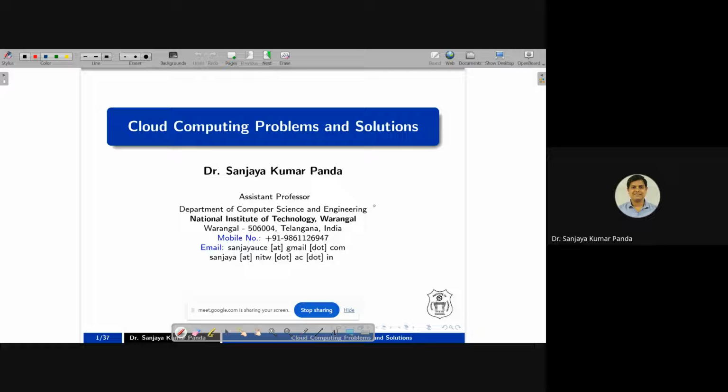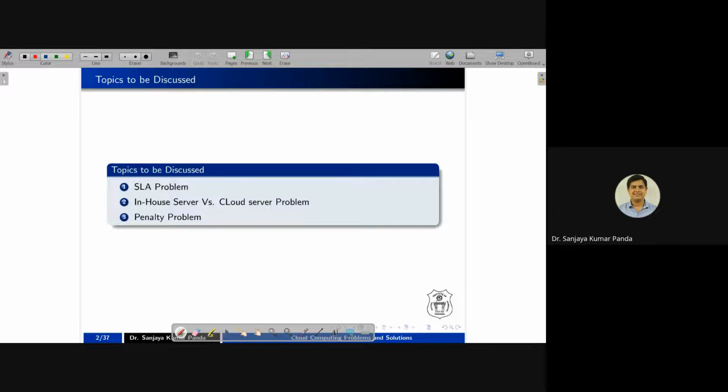there are some numerical problems you need to understand in order to solve some problem related to cloud computing. So basically, in this session, I'll solve a couple of problems. So you need a calculator to solve these problems. So I have divided the problem into three different types.